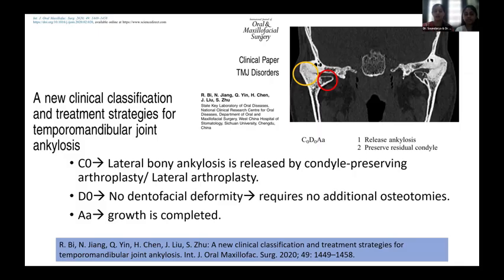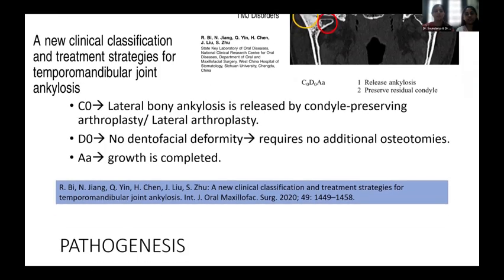And AA signifies that it's an adult patient, whereas AC in the classification signifies a pediatric, that is, a child. And they have also suggested treatment strategies for the different types that they have classified. According to this classification, they have advised lateral arthroplasty by preserving the medial portion of the residual condyle, no intervention for dentofacial deformity, and no growth concerns also, as it's an adult patient.